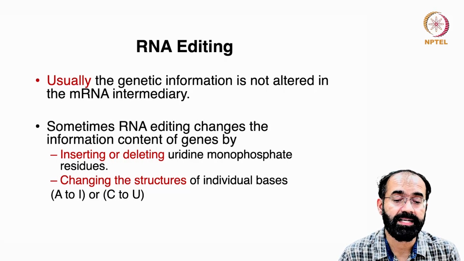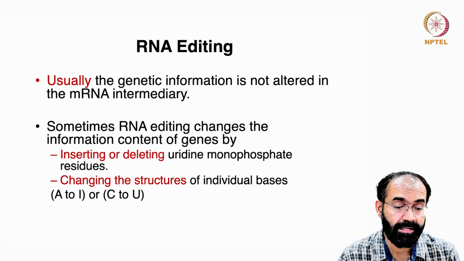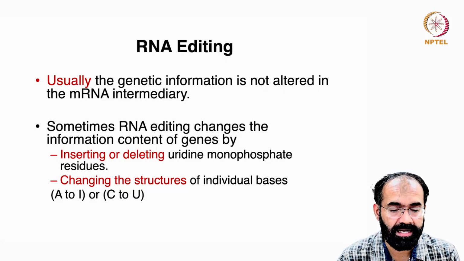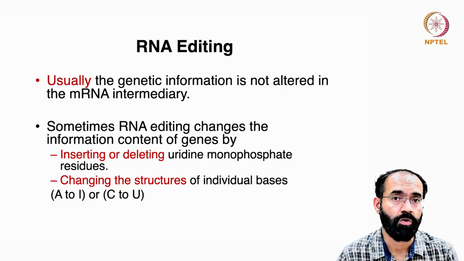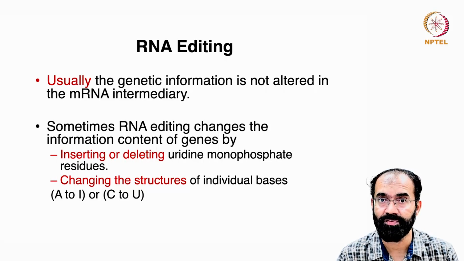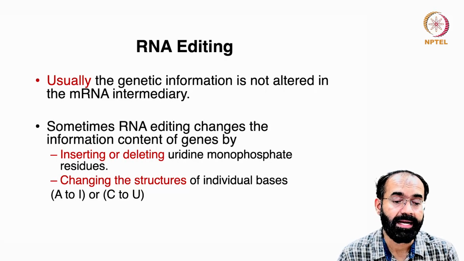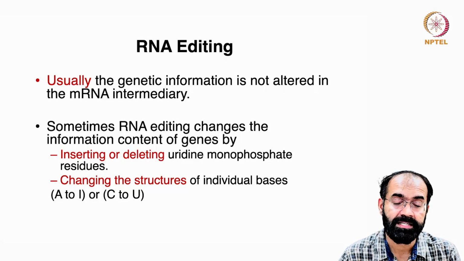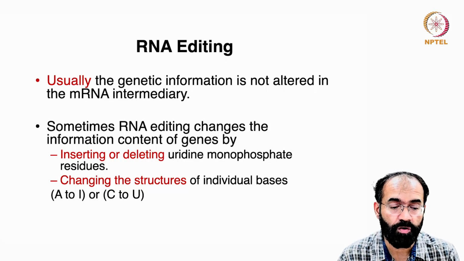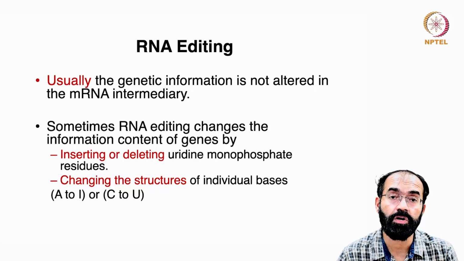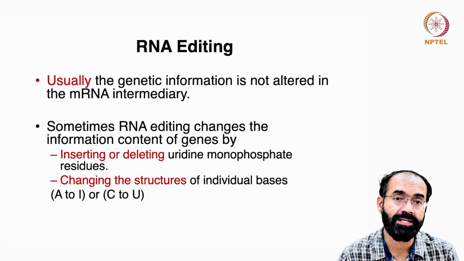Usually the genetic information is not altered in the mRNA intermediary. So we should understand that the DNA, or the encoded gene, is unaffected. The encoded gene is intact and holding perfectly, and it is not altered in any way, but it is the post-transcribed RNA that is undergoing the changes. Sometimes RNA editing changes the information content of the genes by inserting or deleting uridine monophosphate residues.